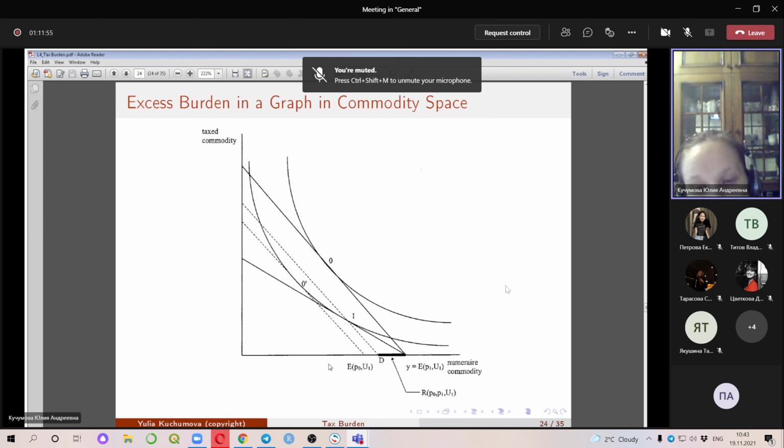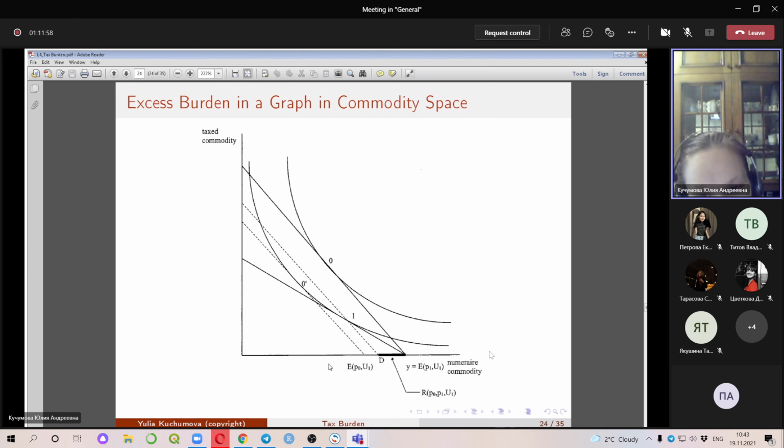But the change in the consumer surplus is actually lower, right? And it is the difference between the initial point Y and the intersection of this dashed line that goes through the point zero prime and the numerator commodity, which is denoted here by E of P0U1. So then the difference between point D and this point E of P0U1 is actually the measure of excess burden based on equivalent variation.